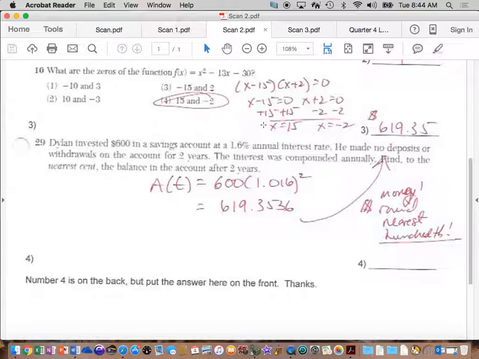I think I might know one reason why. Because it says 1.6 annual interest rate, and they may think it's 1 plus 1.6. Did you do that? Because whenever you do that interest rate, it always has to be expressed as a what? Maybe some people just forgot the 1. Decimal. Maybe they forgot the 1.